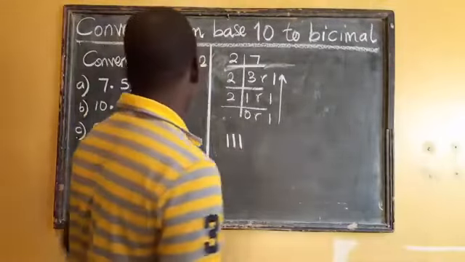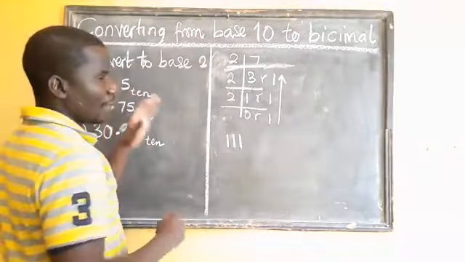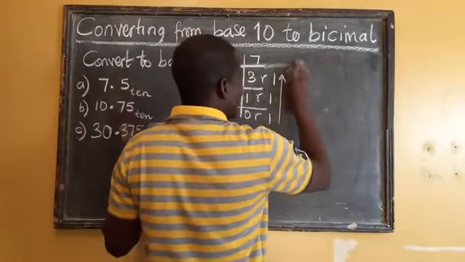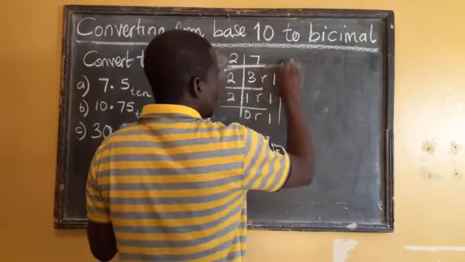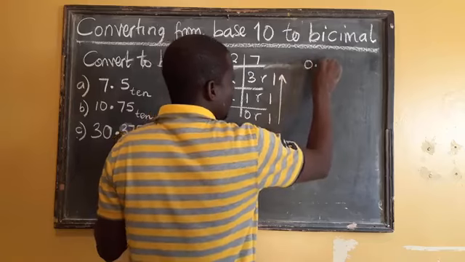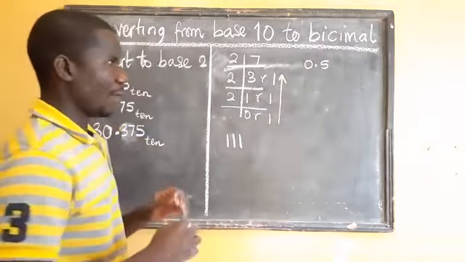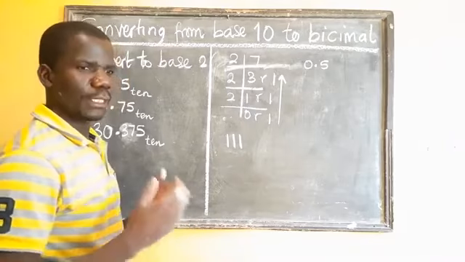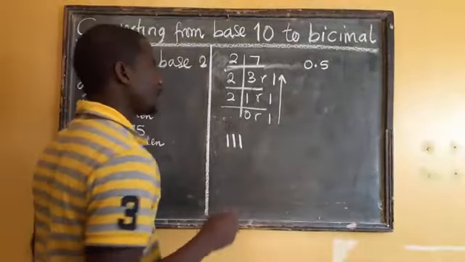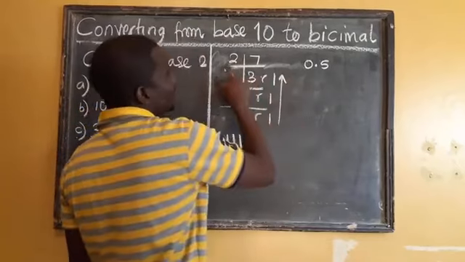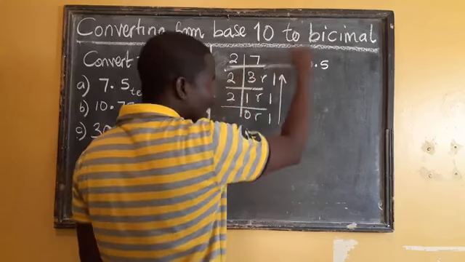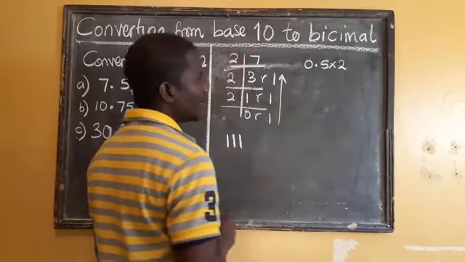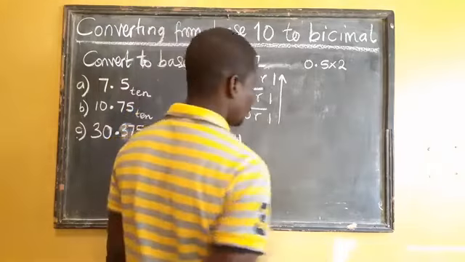Now remember, we have the other part. This is why I want you to pay attention. The other part is a decimal number, so I'm going to take it as 0.5. Now, we'll actually do the opposite. Here we were dividing by 2. Now, on the other side, we shall be multiplying by 2.